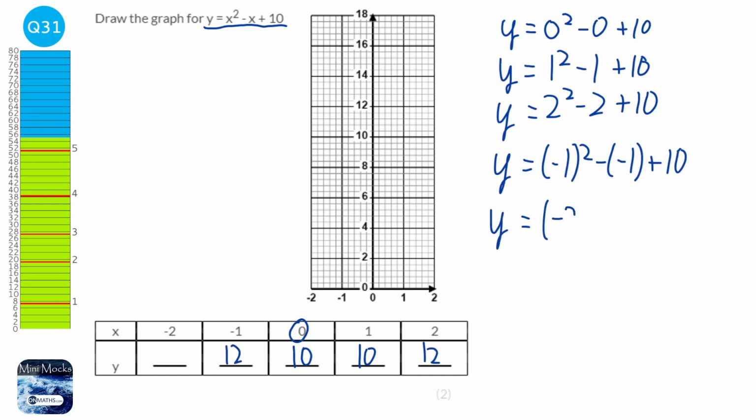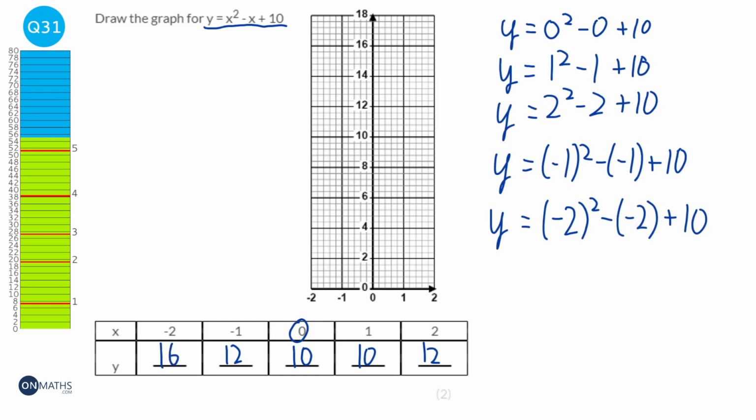And then we'll do the minus 2. So it'd be minus 2 squared minus 2 plus 10. So minus 2 squared is 4. The two minuses here make a plus. So it'd be plus 2, which would be 6, plus 10 will be 16. So we're going to plot these on our graph. And so we've got minus 2 is at 16, so that'll be there. Minus 1 is at 12, which should be here. 0 is at 10, 1 is at 10, and 2 is at 12.